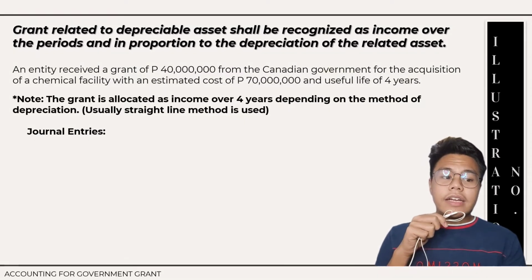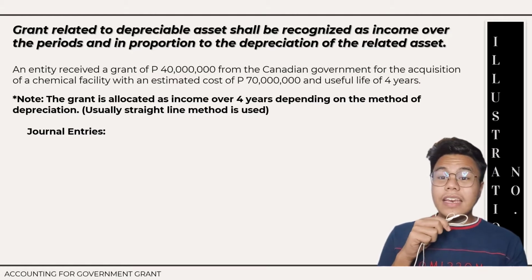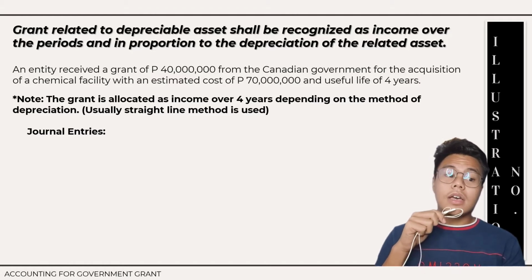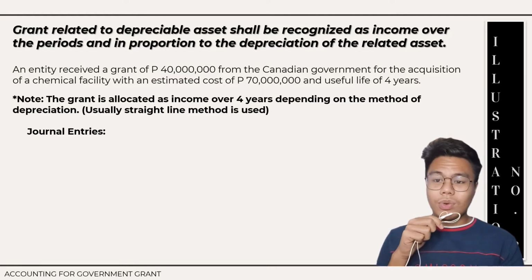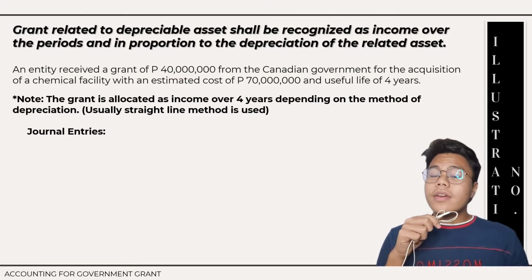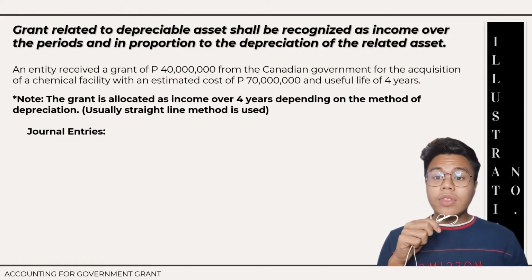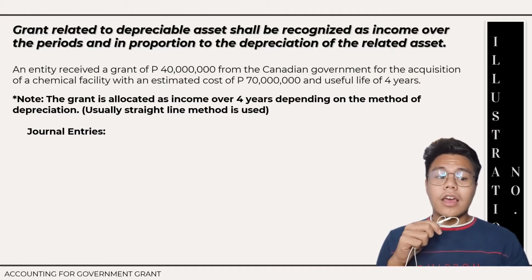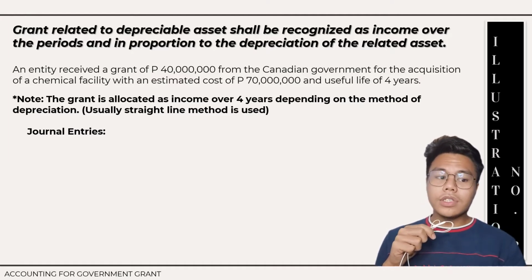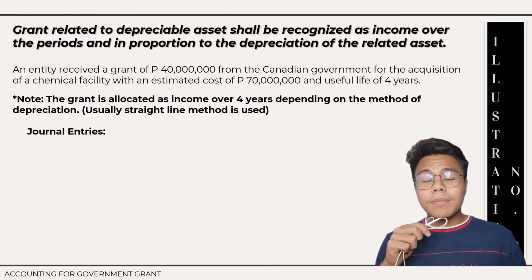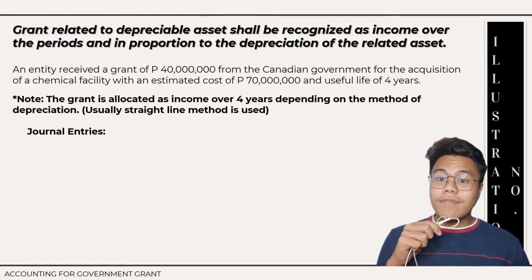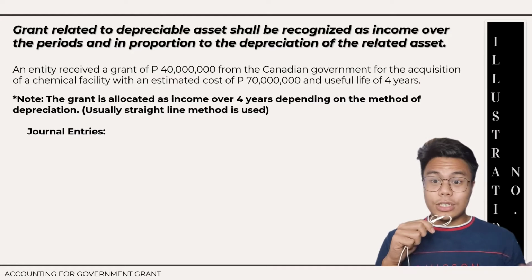An entity received a grant of 40 million pesos from the Canadian government for the acquisition of a chemical facility with an estimated cost of 70 million pesos and useful life of 4 years. So we do know that there's 4 years. So when there's a depreciable asset, do take note that we should depreciate this. And there are various methods, but here stated is that straight line method is used. So the grant allocated as income should correspond with the useful life of the asset, which is 4 years in this situation.